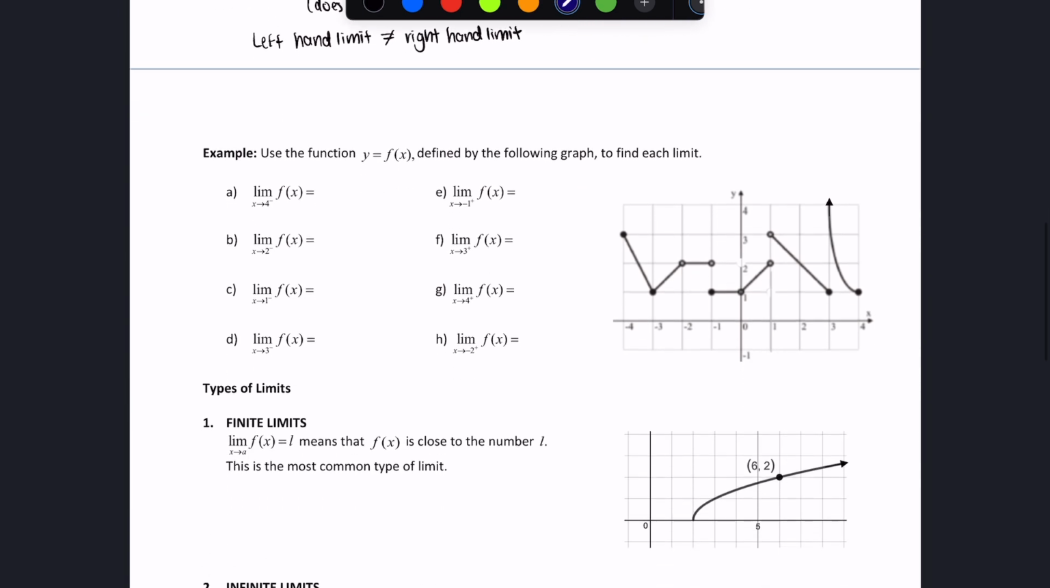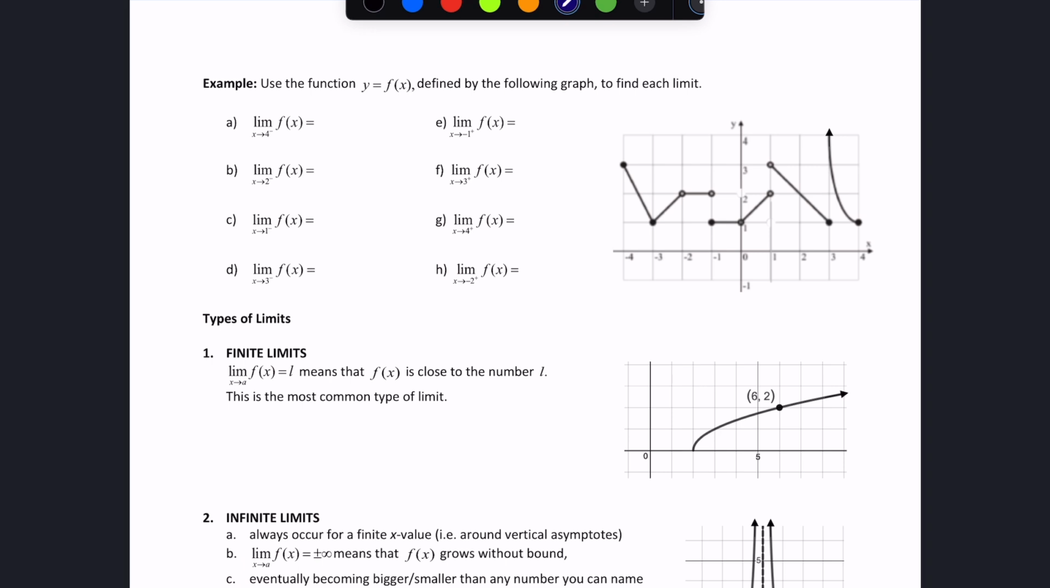Okay, so let's look at an example where we look at some different values here. So again, use the function y is equal to f of x defined by the following graph to find each limit. So let's look at the first one. This is the limit as x approaches 4 from the left. So do this in blue. And so we'll see that that's here, and I'll label this A. So here, this limit as x approaches 4 from the left, we see that the value is 1.